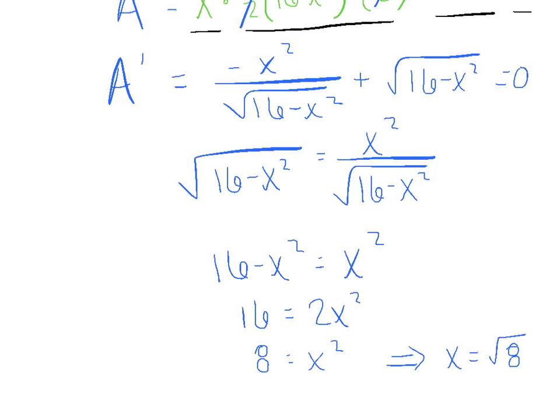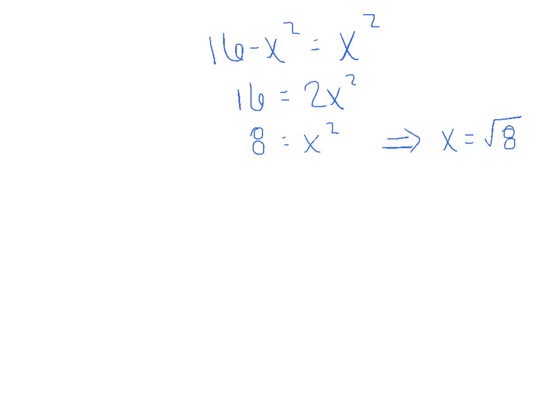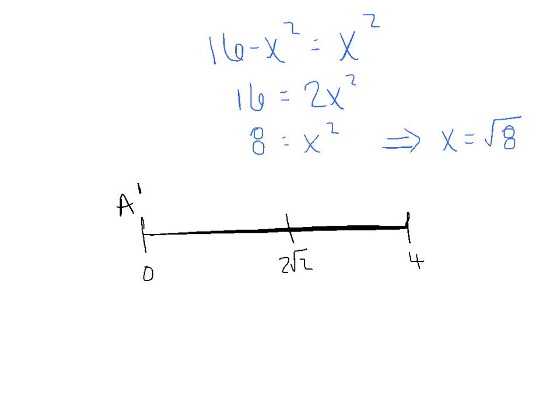And of course you could reduce that and call it 2 radical 2 if you wanted to. If it's a free response question, we are going to have to generate a sign chart here. Endpoints of 0 and 4, critical point of 2 radical 2 or radical 8. Okay, we're going to plug into A prime. I plugged a 1 into that A prime and got positive, and then I plugged a 3 in and I got negative. And so we just proved that the area is going to gradually increase as x increases from 0 to 2 radical 2, and then the area is going to decrease as x increases from 2 radical 2 to 4.